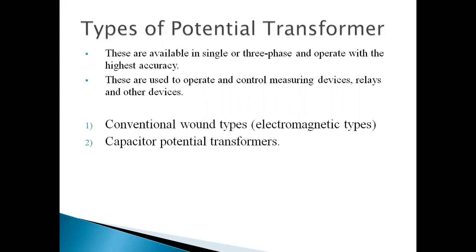We already studied that the potential transformer is used for operating the measuring devices, means we can measure the potential or voltage. And also for the protection purpose, we are using these potential transformers. Then there are two types of this potential transformer. First is the conventional wound type, that is the electromagnetic type, and second is the capacitor potential transformer. So we'll see one by one here.